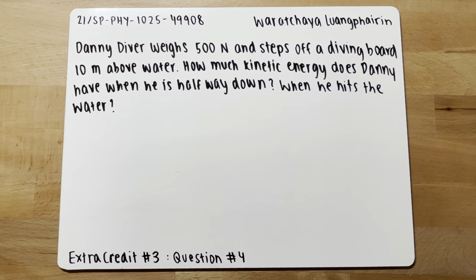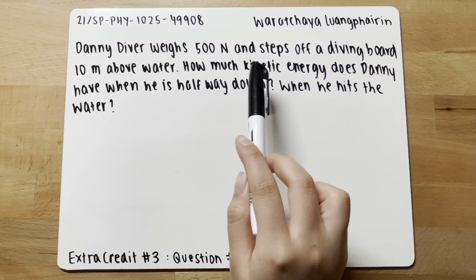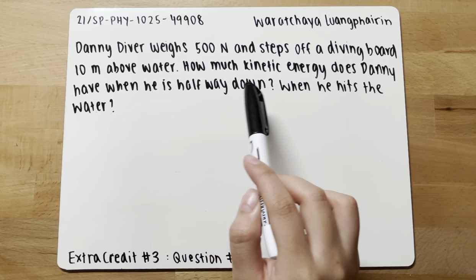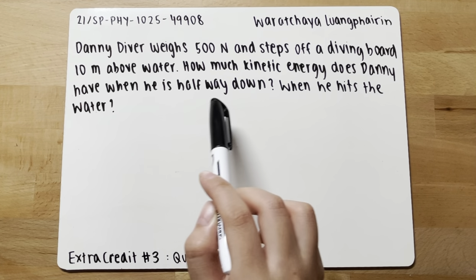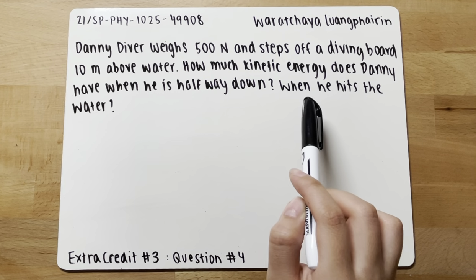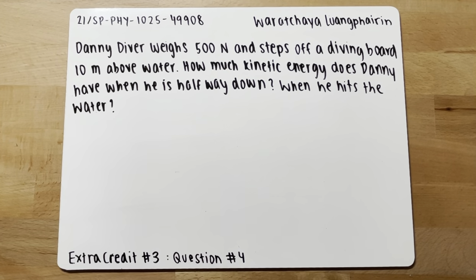Everyone! Today I'm going to do extra credit for Module 3, question number 4, which says that Danny Diver weighs 500 newtons and steps off a diving board 10 meters above water. How much kinetic energy does Danny have when he is halfway down? And then it asks how much kinetic energy does he have when he hits the water.